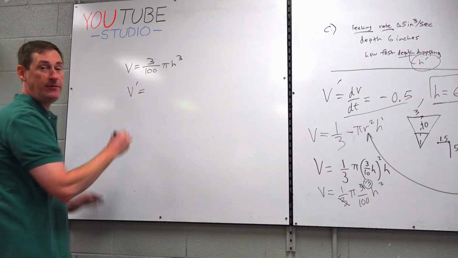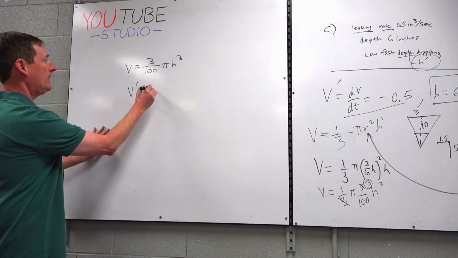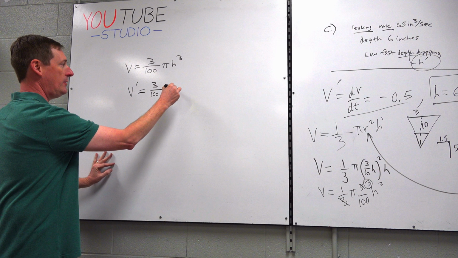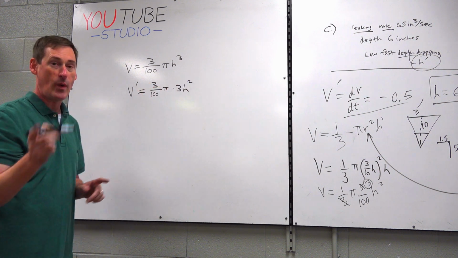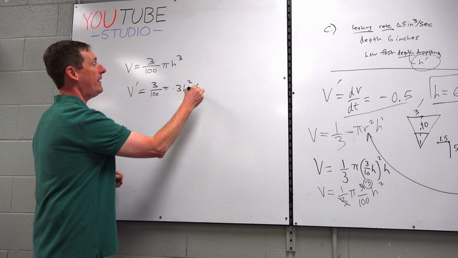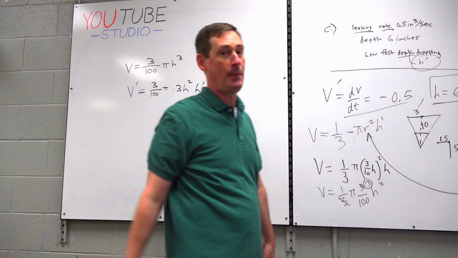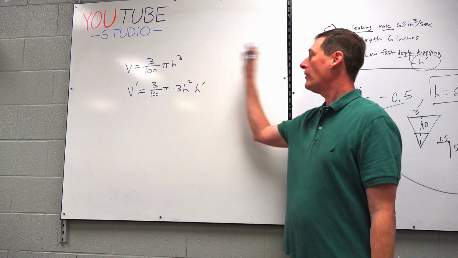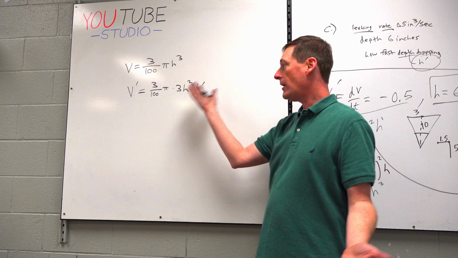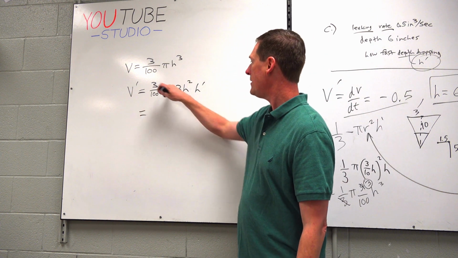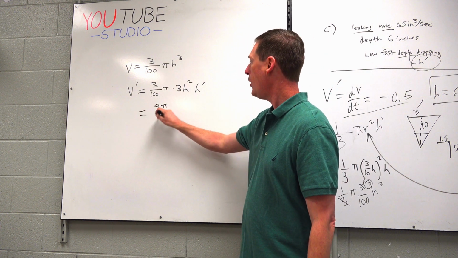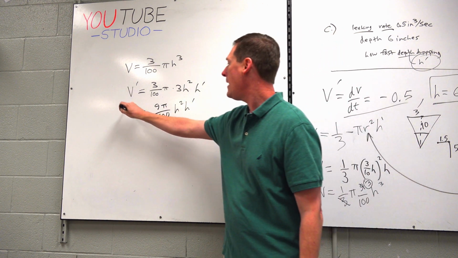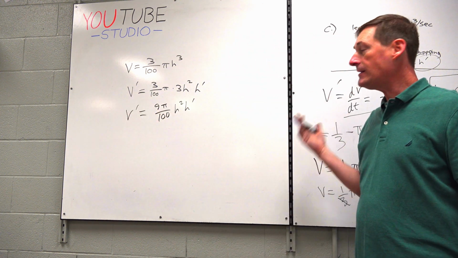V prime, or dV/dt, equals coefficient stays. Derivative of h cubed, 3 comes down, h squared, chain rule of h, h prime. Everybody gets a prime, unless you see a t in there, which occasionally you will, not very often. So everybody's implicit. No cross cancellation. So 3 times 3 is 9, pi over 100. I'll just consolidate it to one fraction: 9 pi over 100, h squared, h prime equals V prime. Plug in the hints, you're done.